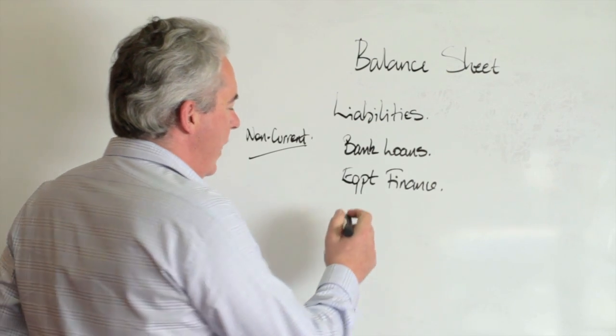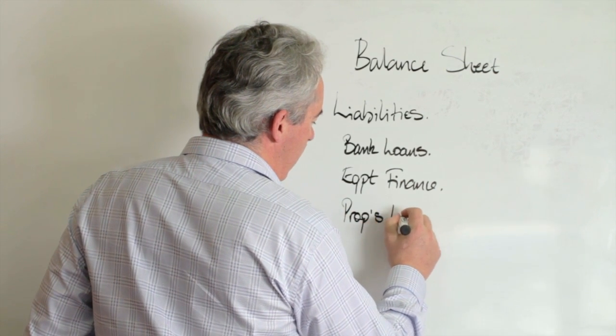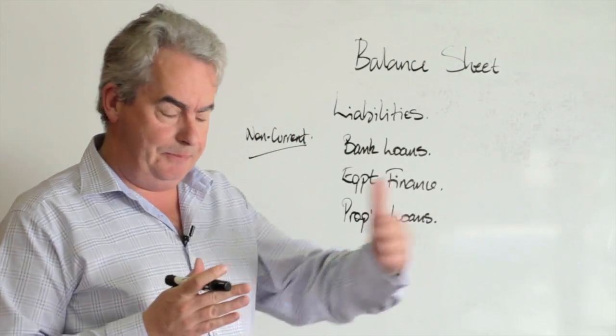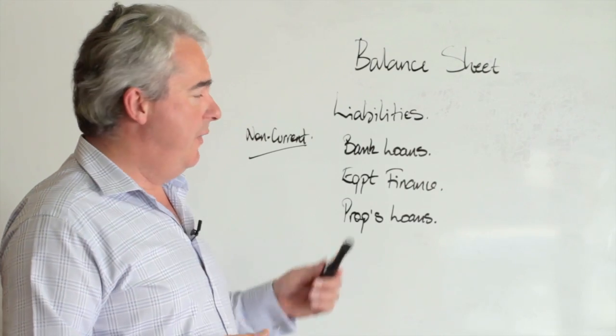We can also find in there proprietors' loans that are being paid off over a long period, or longer term debts that are owed by the businesses to the proprietors. There's a few other things.